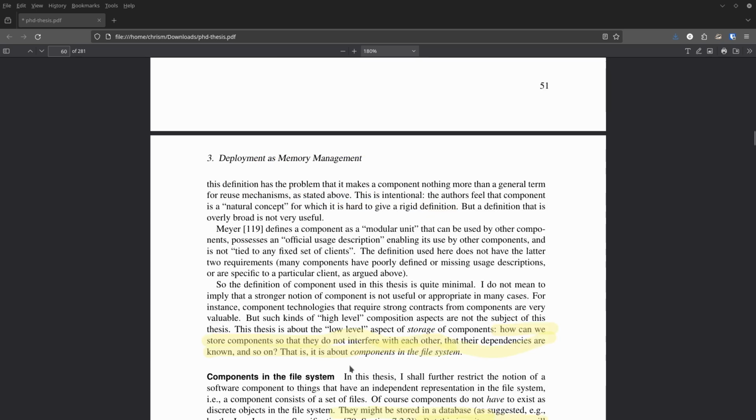Saying the definition of component used in the thesis is quite minimal and doesn't mean to imply that a stronger notion of component is not useful or appropriate. But his thesis is about the low-level aspect of the storage of components. How do we store components so they don't interfere with each other, and such that their dependencies are known, and it's about components in the file system. He's not talking about some abstract notion of a component.